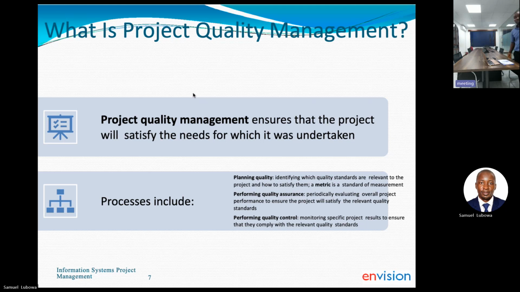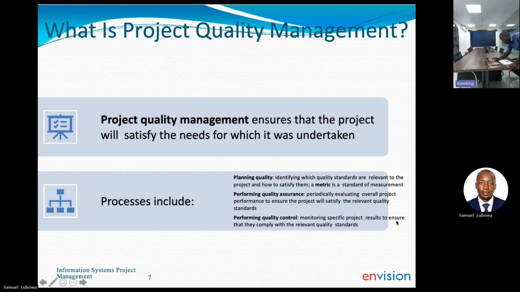It is also a process, like the way we have seen time management as a process and scope management as a process. Project quality management is also a process, which includes planning quality. It also encompasses performing quality assurance.